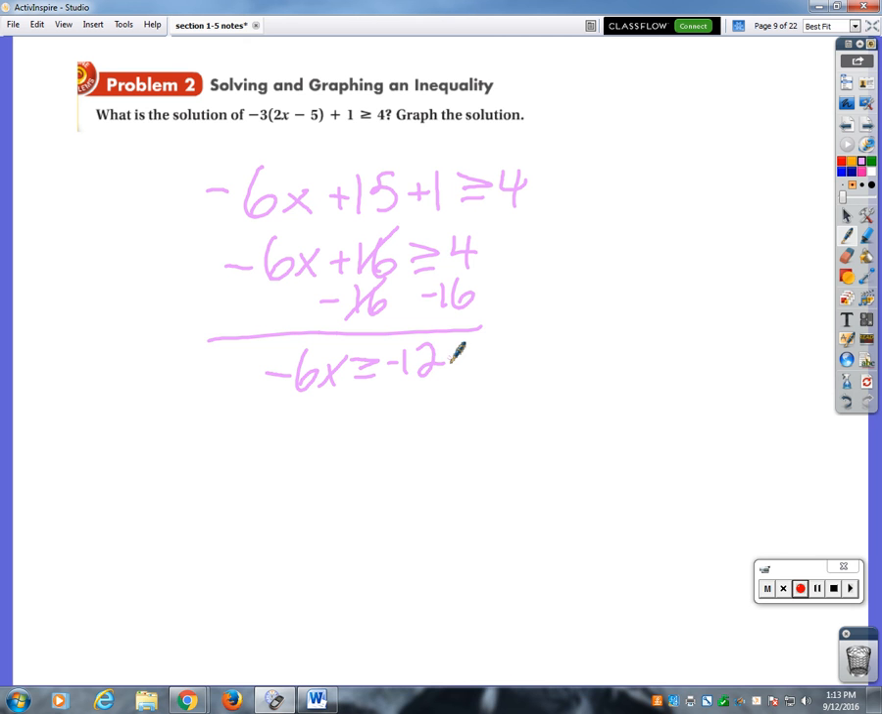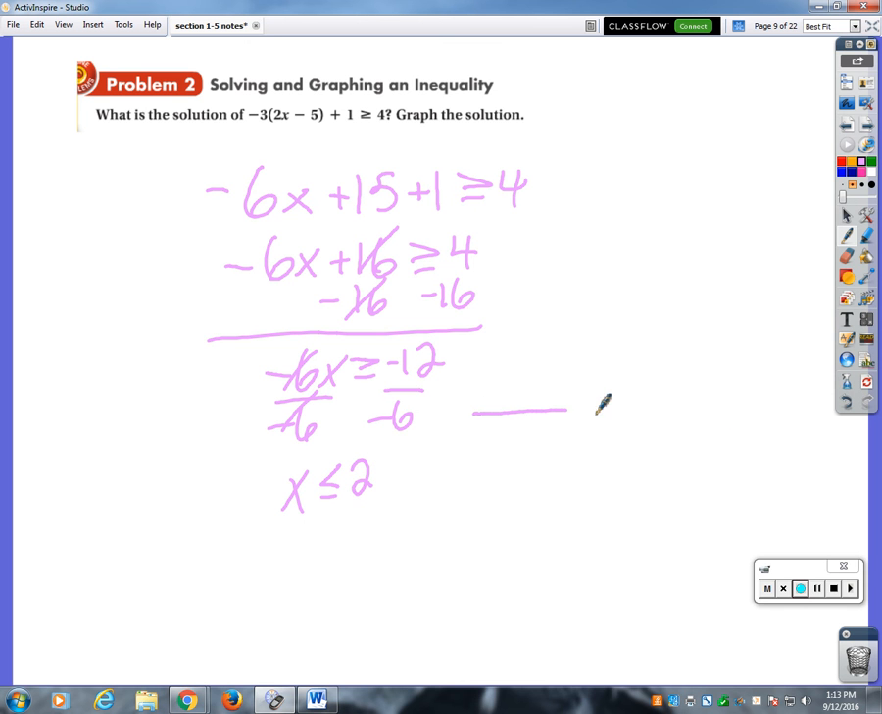And then my final step is, sir? Is it divide by negative 6? It is divide by negative 6, and since you said divide by negative 6, what do I have to do with the inequality symbol? Flip it around. So instead of being greater than or equal to, it's going to be less than or equal to negative 12 divided by negative 6, which is 2.